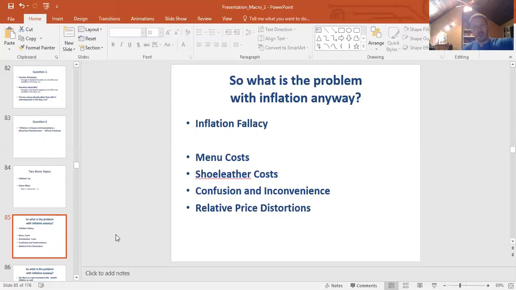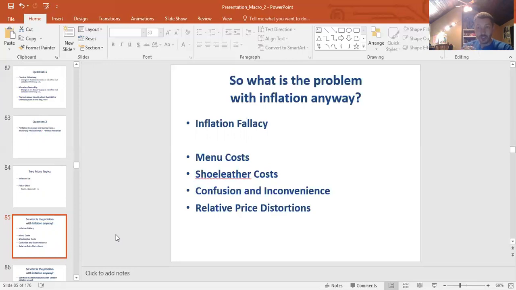We talked about this back in the inflation chapter, right? We talked about how to adjust for dollar figures over time. We talked about what really matters is how much stuff you can buy with a dollar, how much stuff you can buy with an hour's worth of labor. That's what really matters. The inflation fallacy, the idea that inflation is bad because it makes stuff more expensive, is not true.